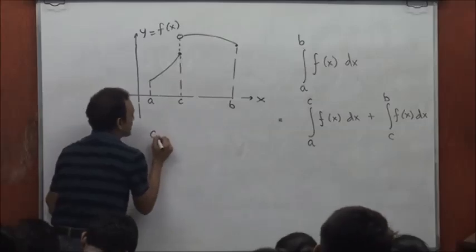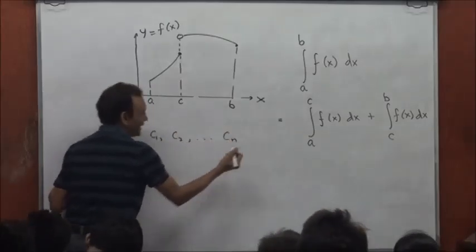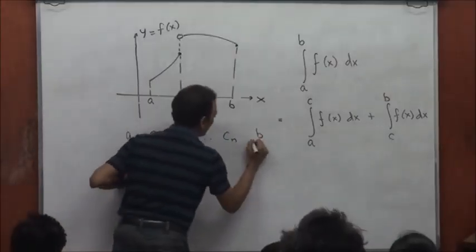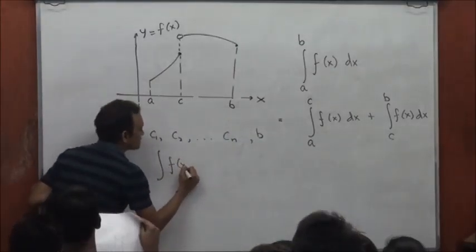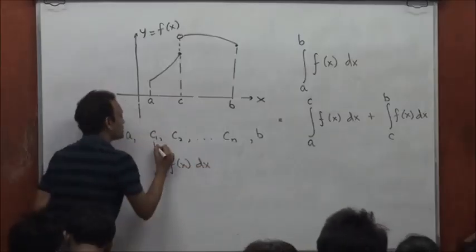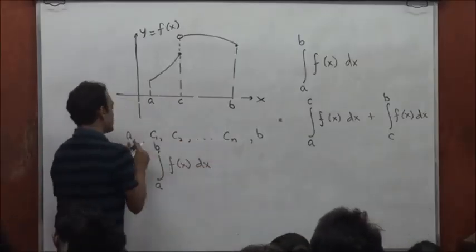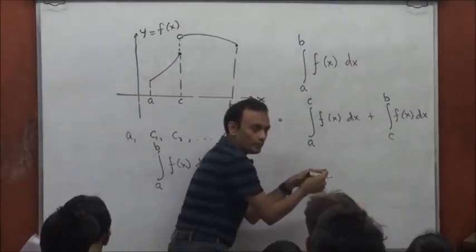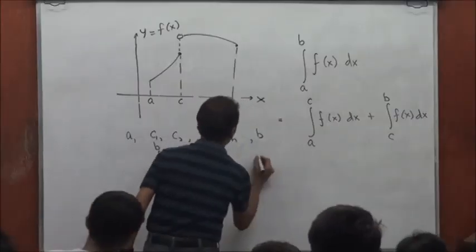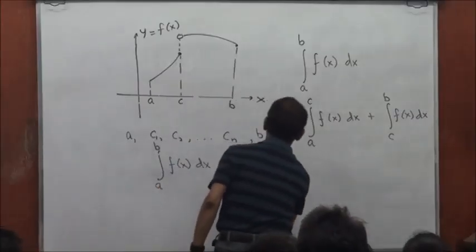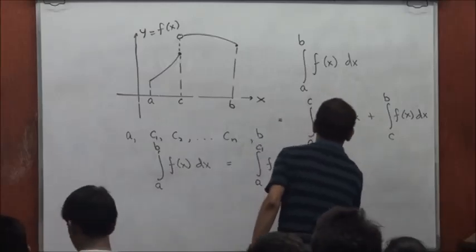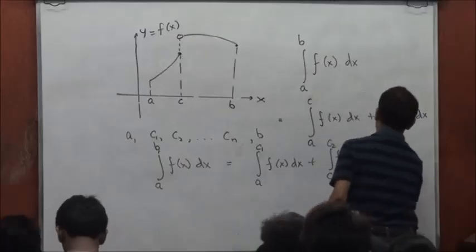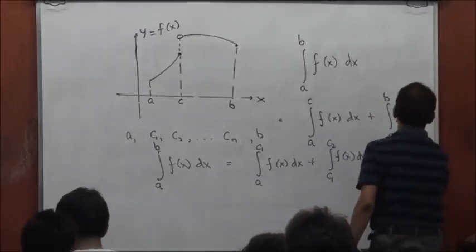If there are a number of such points, let's say C1, C2, up to Cn between a and b, where the function has exhibited a change of behavior, and I have to calculate integral f(x) dx from a to b, then I calculate this from a to C1, then from C1 to C2, C2 to C3, and then Cn to b. So this could be written as integral a to C1 f(x) dx plus integral C1 to C2 f(x) dx, and going this way, integral Cn to b f(x) dx.